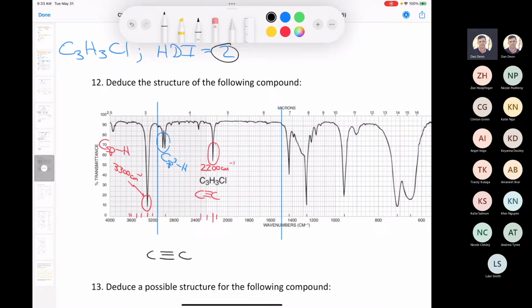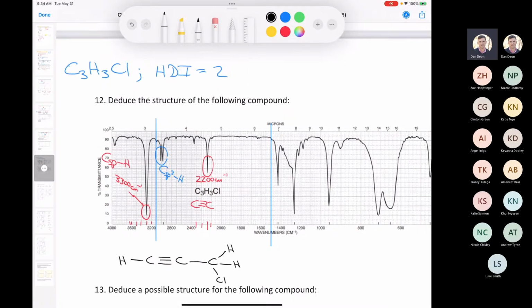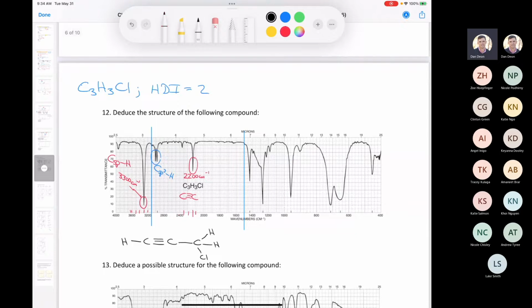That takes care of both of my HDI units, and then I must have this attached to it. So what's left over? I've got 1 carbon, 2 hydrogens, and a chlorine. So if I add 1 carbon to this, then what am I going to have on this? I'm going to have 2 hydrogens and a chlorine, and that must be the compound. That's the only possibility for this mass spectrum. There's no other possibility that it could be here. Any questions about that one?